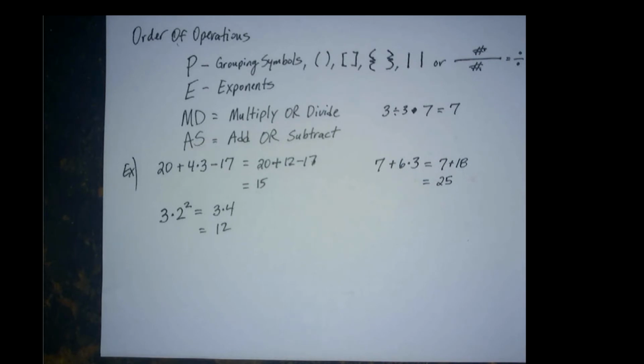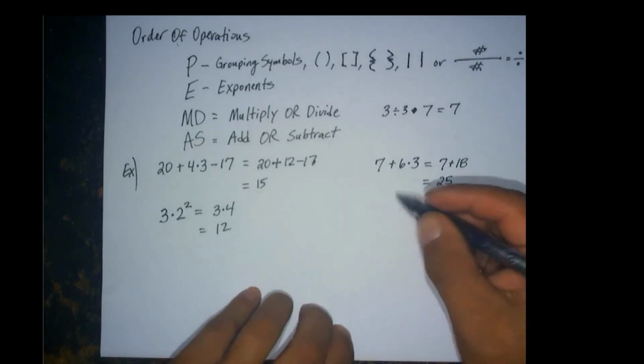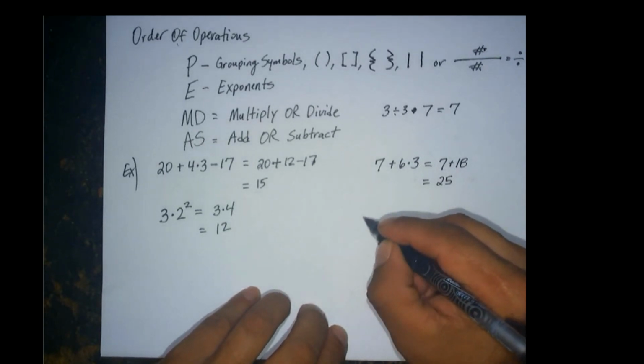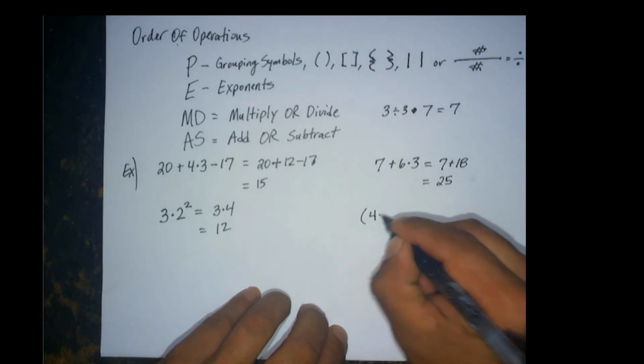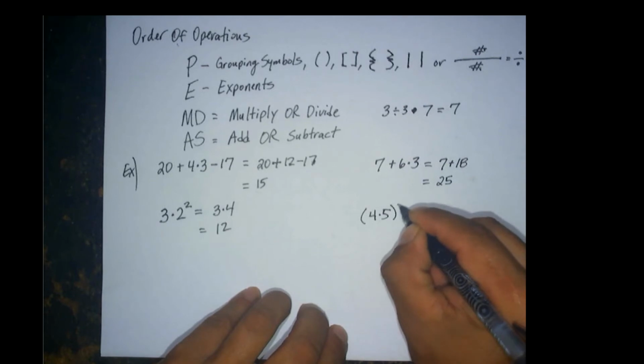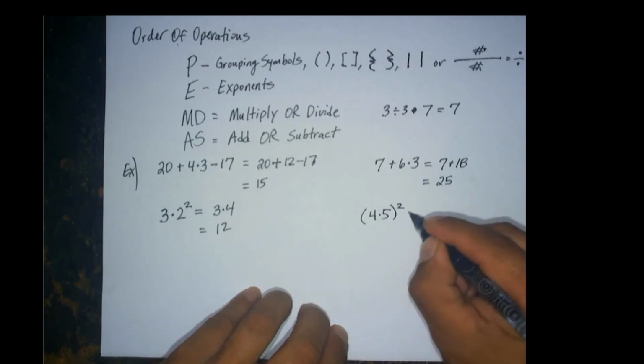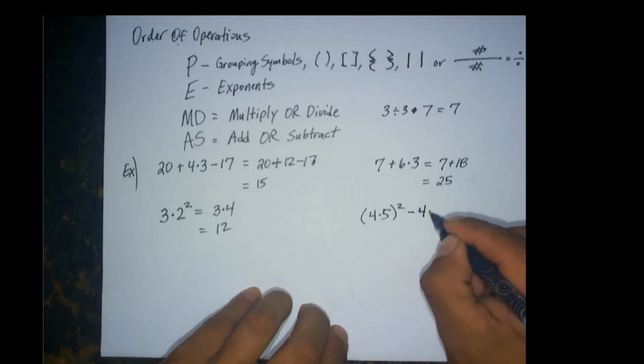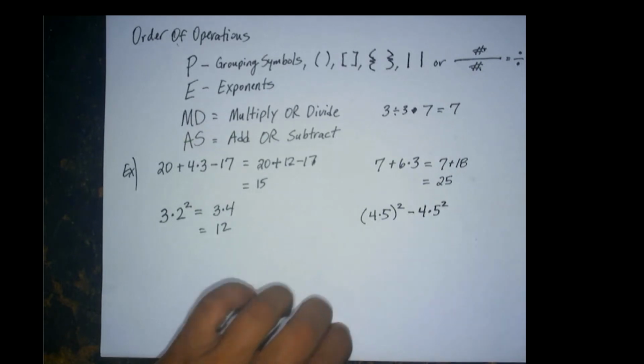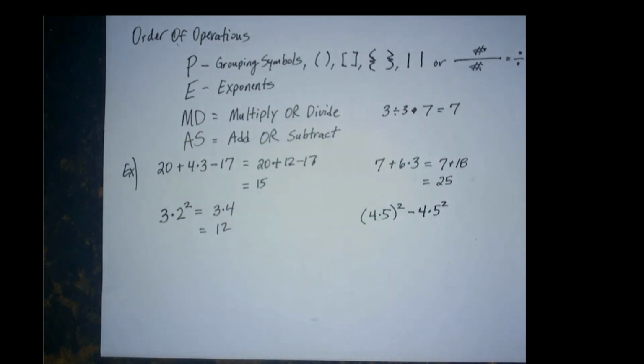Are you ready? Yep. Okay. I'll say I didn't warn you. You can do it, though. I have all the faith in the world in you, Key. So do I. 4 times 5 squared minus 4 times 5 squared. That is not 0. Just so you know.